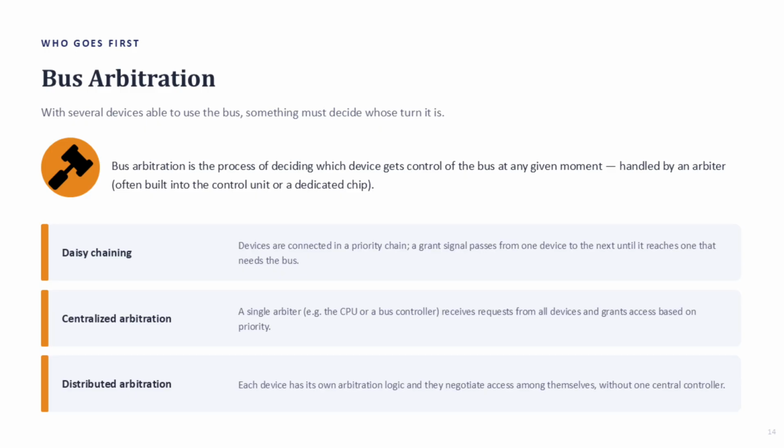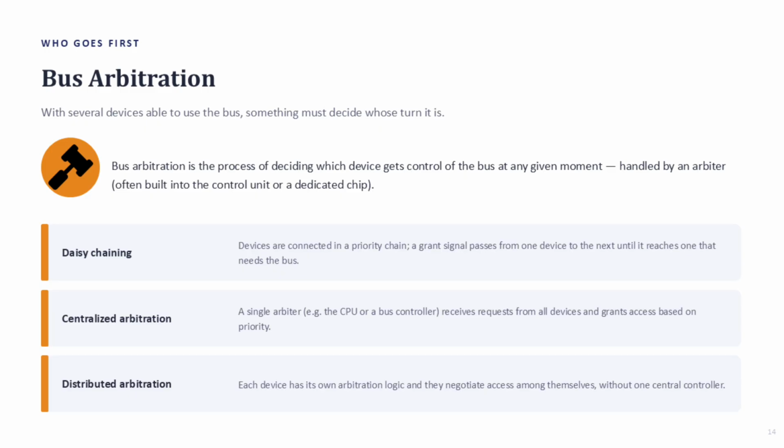Distributed arbitration. Finally, imagine there is no teacher at the door. Instead, all the students communicate with one another and decide who should enter first. That's the basic idea behind distributed arbitration. Each device contains its own arbitration logic. The devices cooperate and negotiate among themselves without relying on one central controller. This approach can improve flexibility, although it requires more coordination between devices.